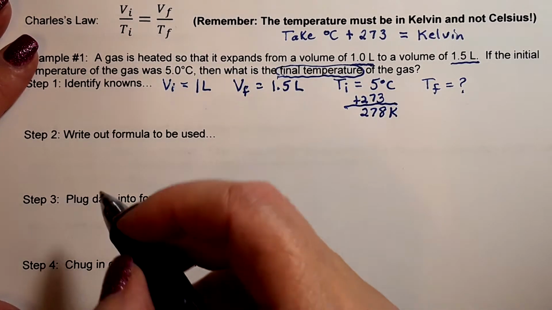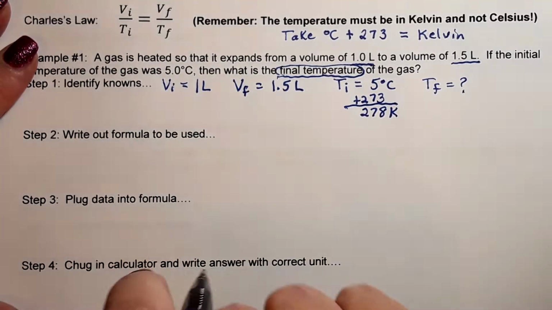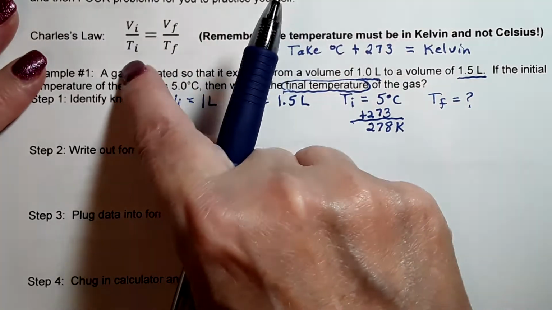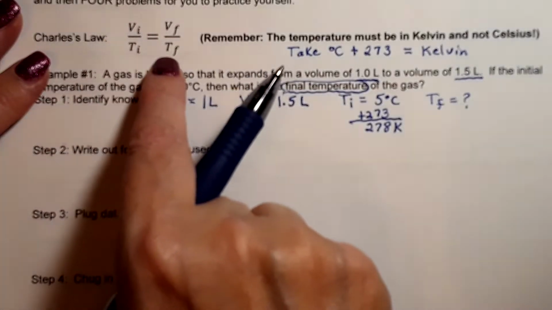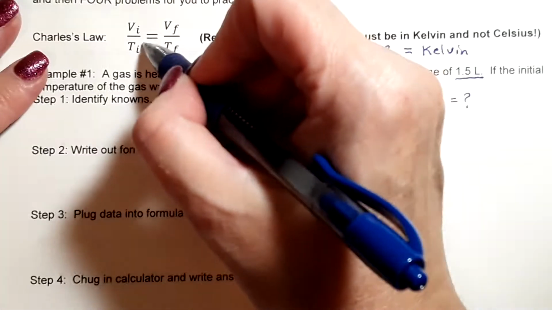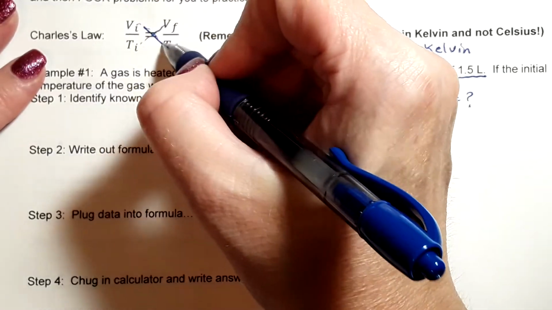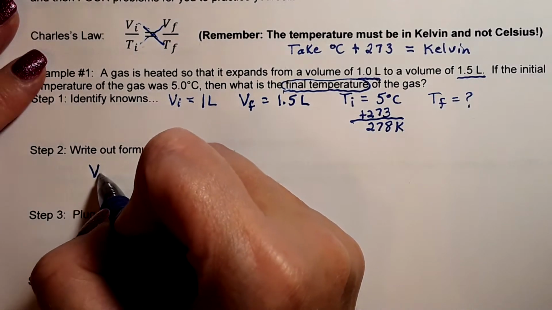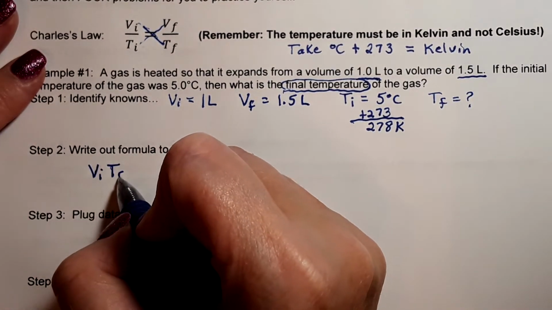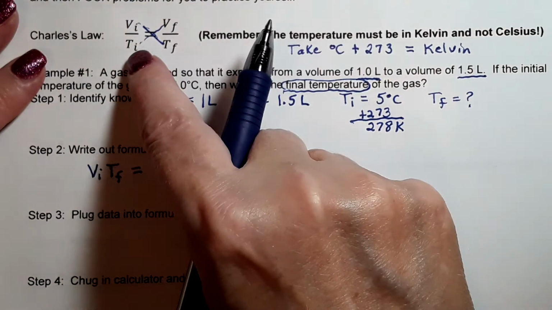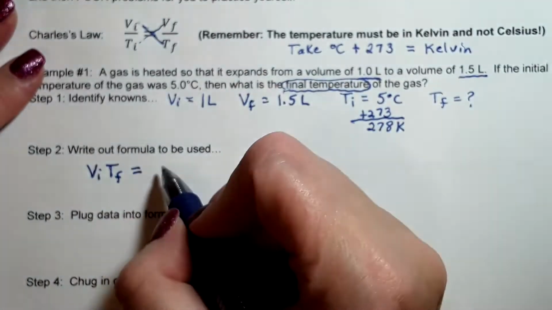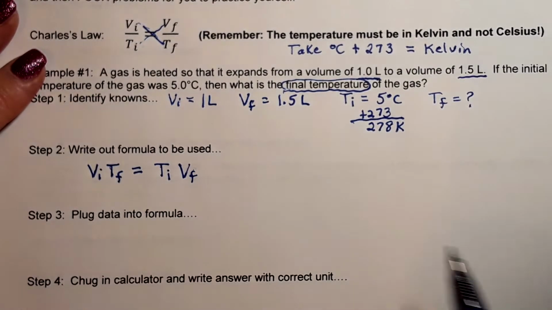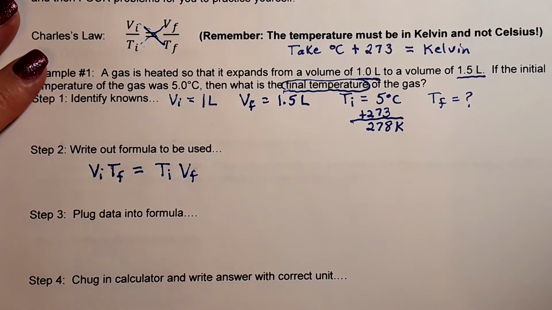Since TF is right here in the denominator, we're going to use the trick where we cross multiply and divide. So let's try that. If we cross multiply, we multiply the things that make an X, like this. So we're going to multiply VI and TF. VI times TF. And then we take TI and multiply by VF. TI times VF. Okay, so now we cross multiplied.